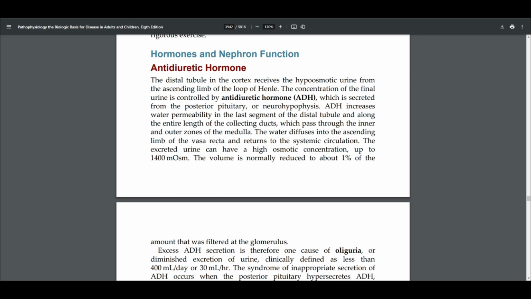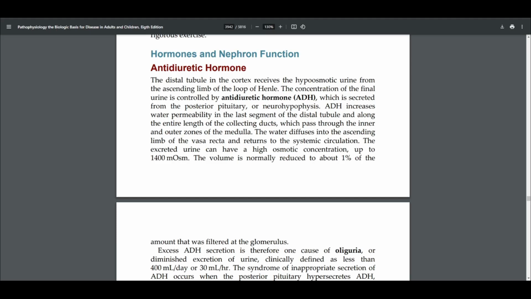Antidiuretic hormone. The distal tubule in the cortex receives the hypoosmotic urine from the ascending limb of the loop of Henle. The concentration of the final urine is controlled by antidiuretic hormone, or ADH, which is secreted from the posterior pituitary, or neurohypophysis. ADH increases water permeability in the last segment of the distal tubule and along the entire length of the collecting ducts, which pass through the inner and outer zones of the medulla.